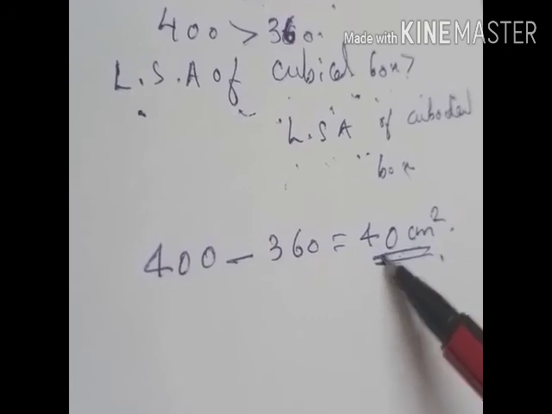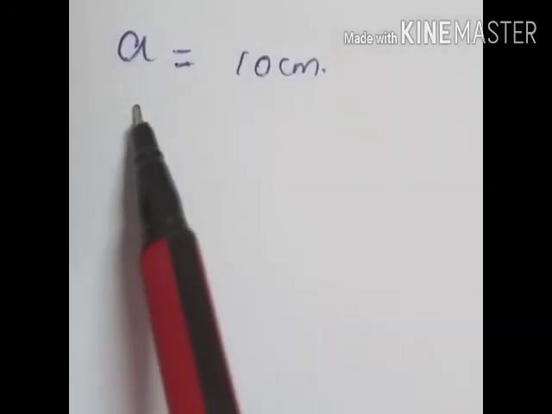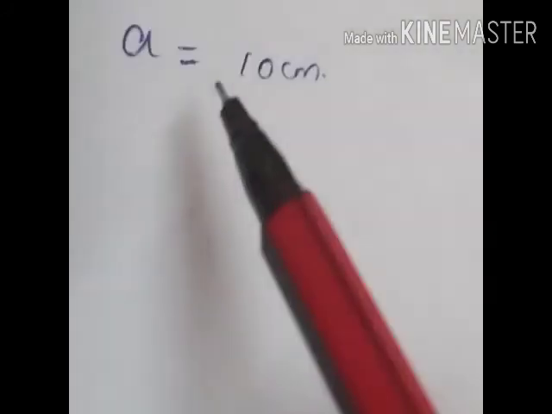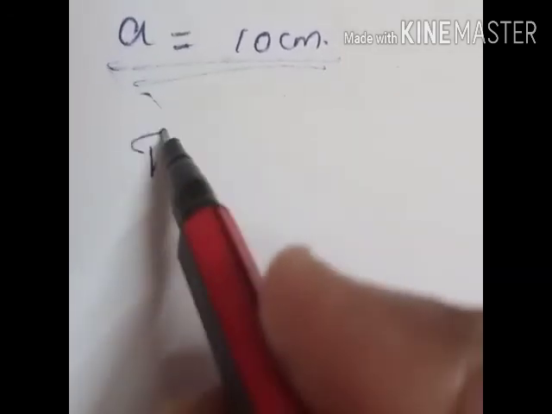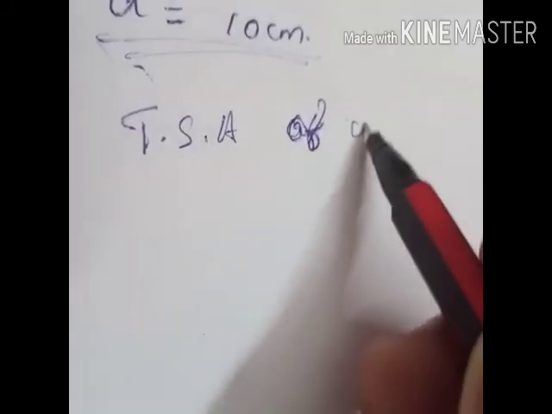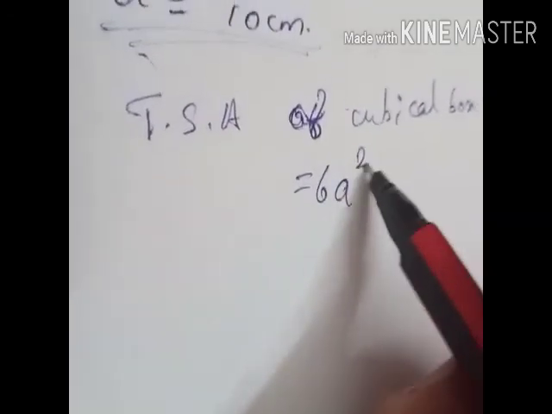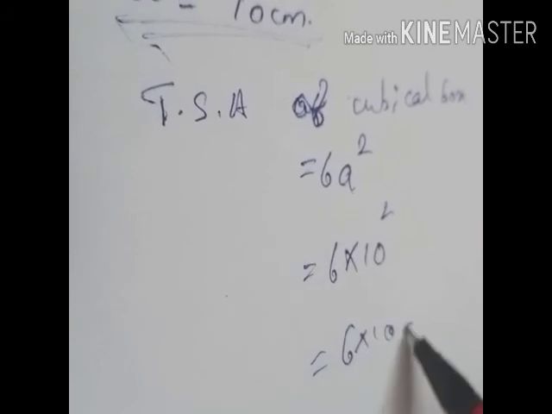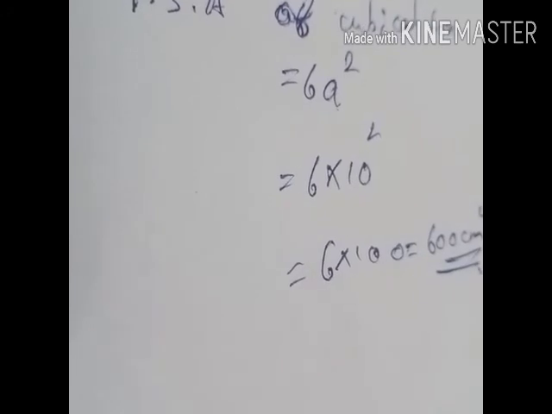Then we have to discuss the second sub question. For the second sub question, we have to find the TSA of the cubical box and the cuboidal box. So here the edge of the cubical box is given as 10 centimeter. So we should find TSA of the cubical box. What is the equation? That is equal to 6a square. So 6 into 10 square, that is equal to 6 into 100 equals 600 centimeter square.